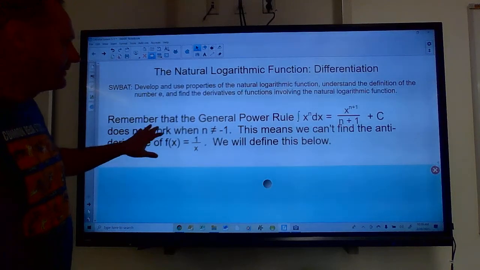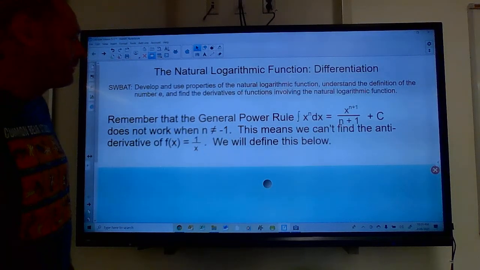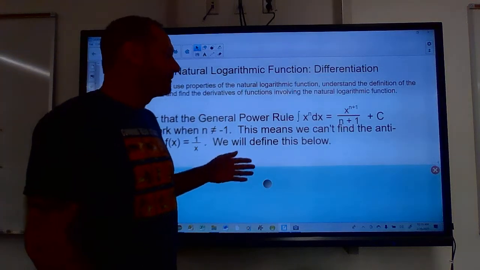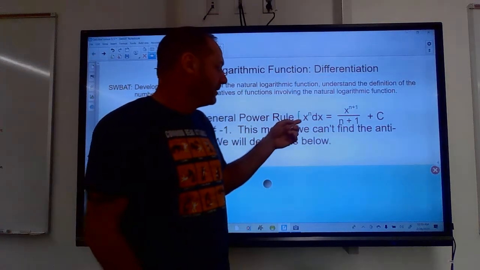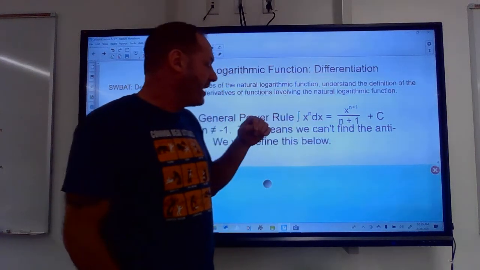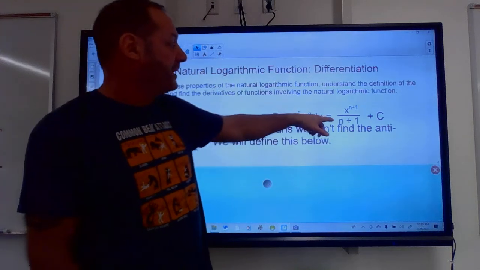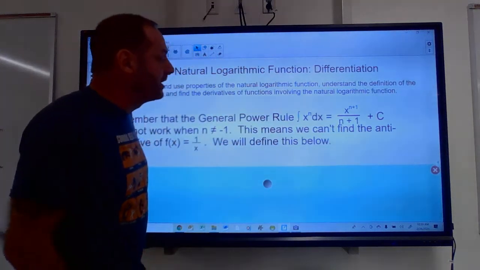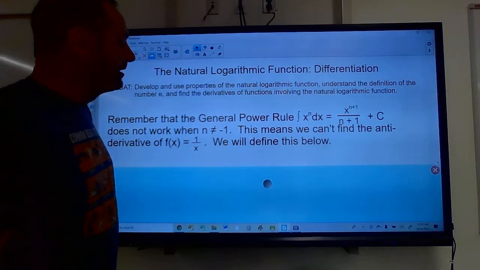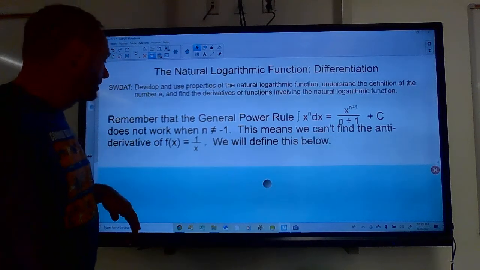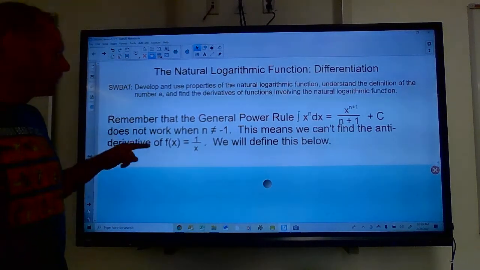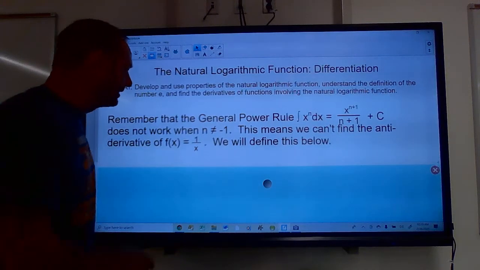Here's the thing: you can read this general power rule. We've talked about that before. The integral of x to the n dx is going to be x to the n plus 1 divided by n plus 1, plus c. But that doesn't work when n equals -1.